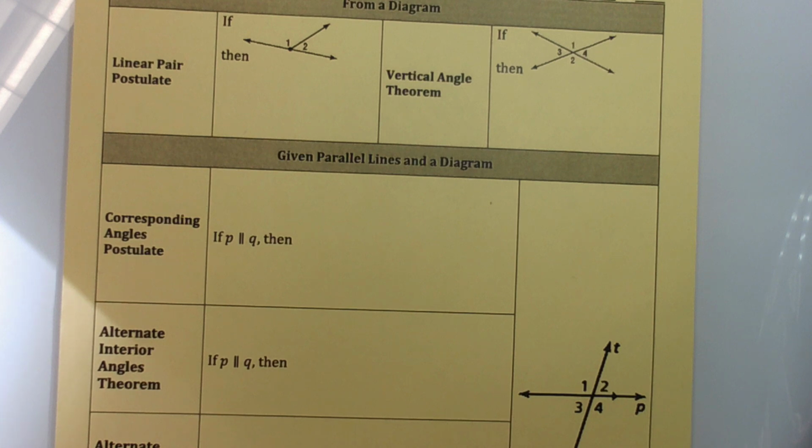On the front of this postulate sheet, we have covered each of these theorems so far. The linear pair postulate we covered in section 3.1. It's on page 4 of your notes packet. It says that if two angles form a linear pair, then they are supplementary.